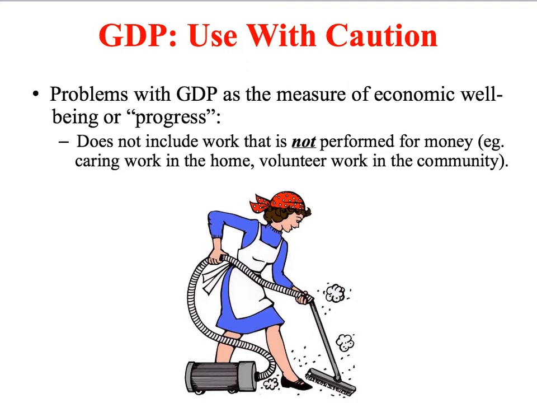For example, though GDP is about measuring the economic output of a particular country, it doesn't include all types of work. So it doesn't include work that is not performed for money, and that might be the caring work and domestic labour that women mainly do in the home, or volunteer work that people do in the community. So there are important forms of production and work that are not included within the GDP figure.